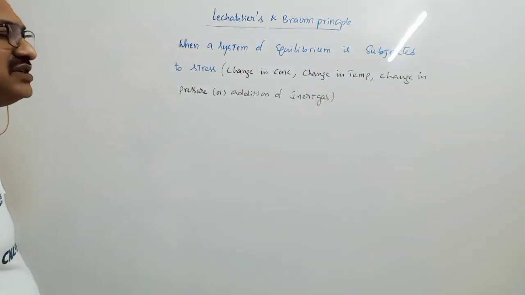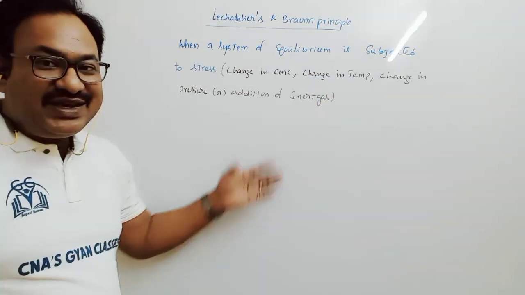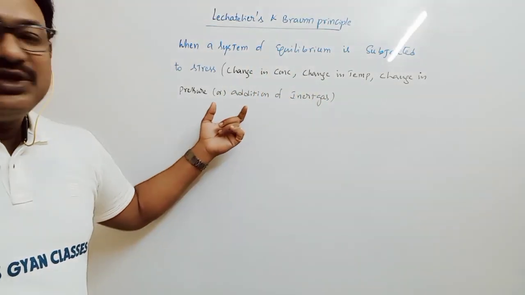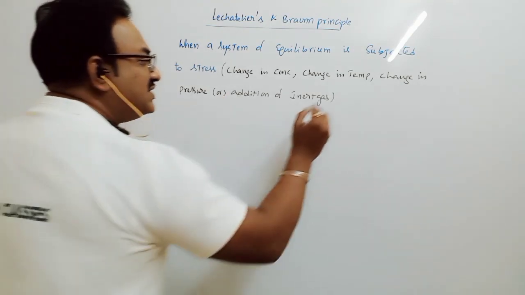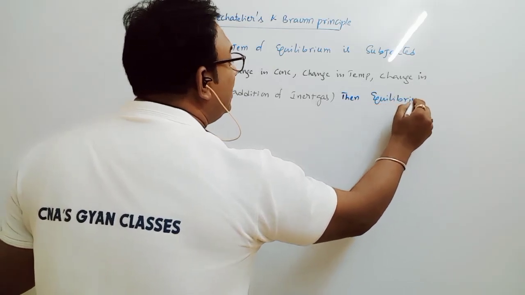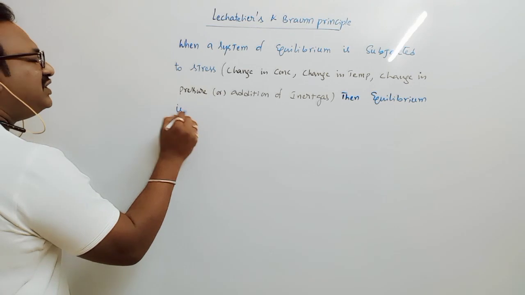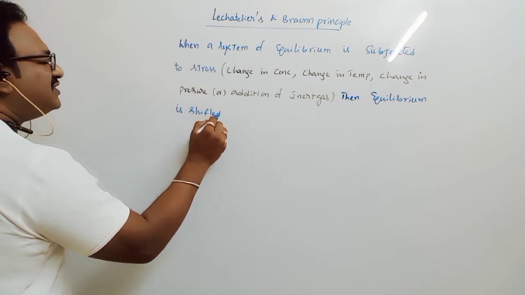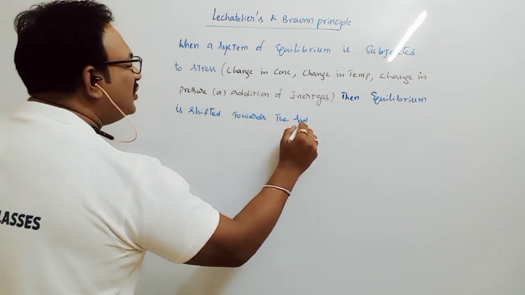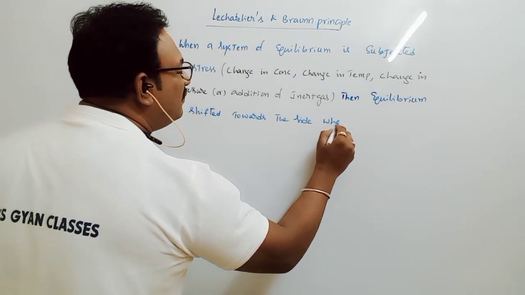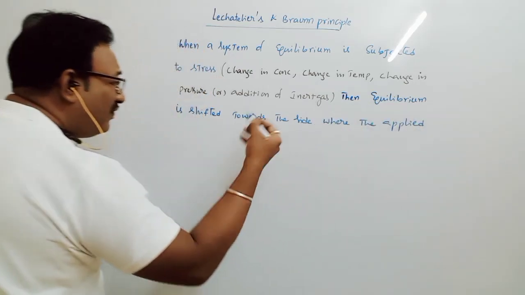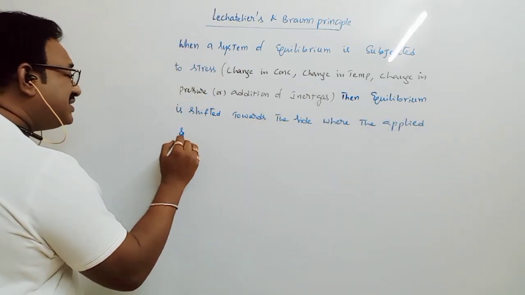Okay, when a system at equilibrium is subjected to stress, here stress in the sense change in concentration, change in temperature, change in pressure, or addition of inert gas, then equilibrium is shifted towards the side where the applied stress is nullified, or where the applied stress becomes zero.